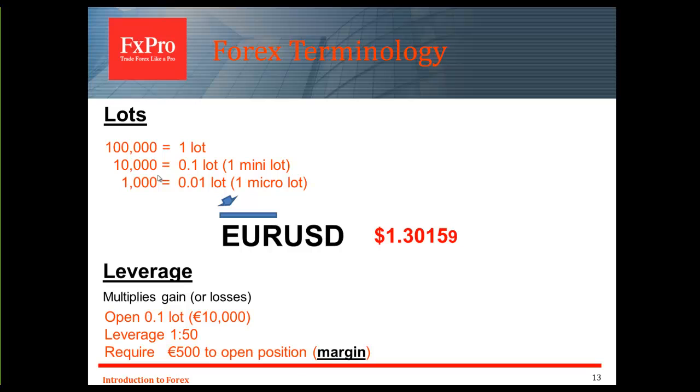Leverage is an important aspect of foreign exchange. If you wanted to open a 0.1 of a lot, so 10,000 euros would be needed. That's a lot, isn't it? But leverage means you don't have to stump up that whole amount. So with leverage of 1 to 50 to open a 10,000 euro position, you'd require 500 euros. So that's known as the margin. So they're inverses of each other.